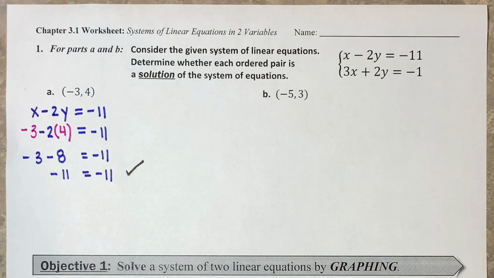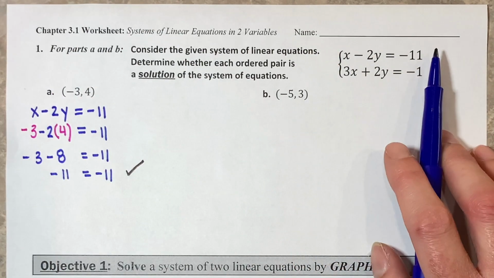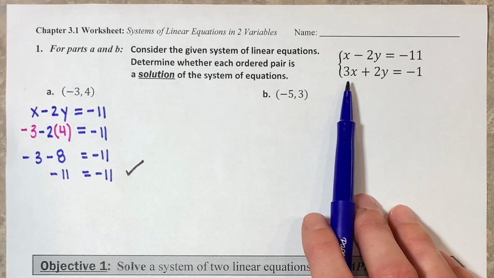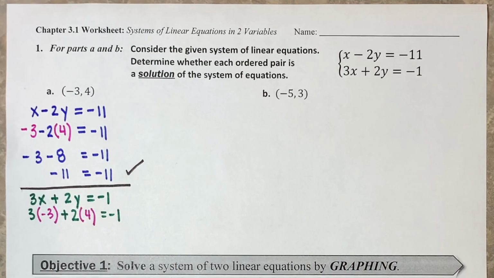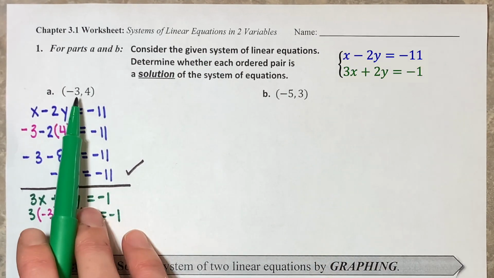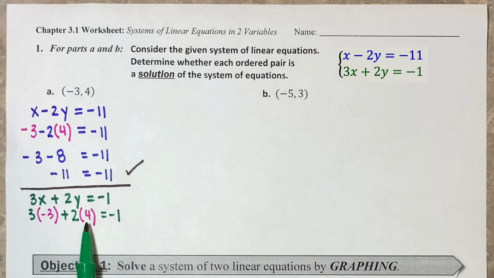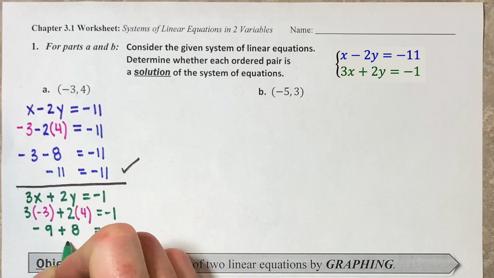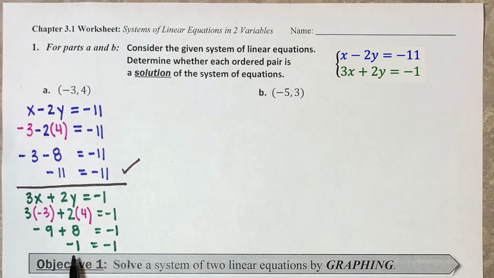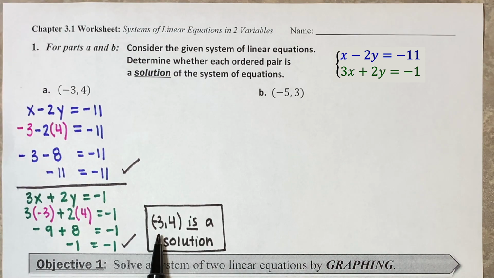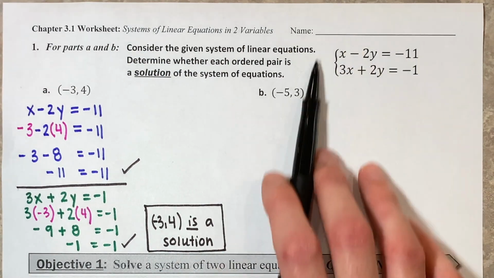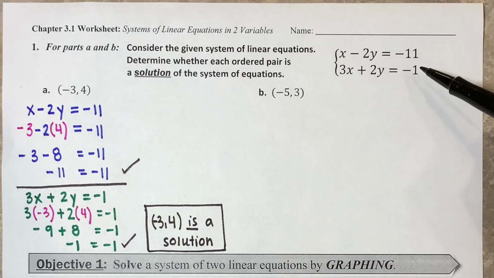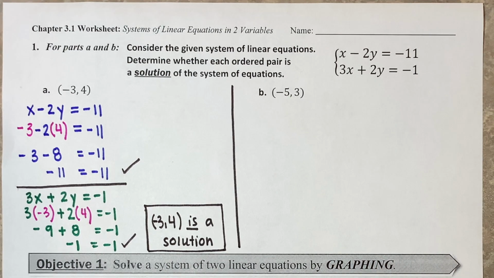That's true. But in order for this ordered pair to be a solution to this whole system, it must also give us a true statement when we plug it into this bottom equation. So I went ahead and copied down this bottom equation and then plugged in -3 for x and 4 for y. Let's see if we get a true statement. When we simplify, we get the statement -1 equals -1, which is definitely a true statement. So we can say that this ordered pair, -3, 4, is a solution to this system of equations because it satisfies both equations.